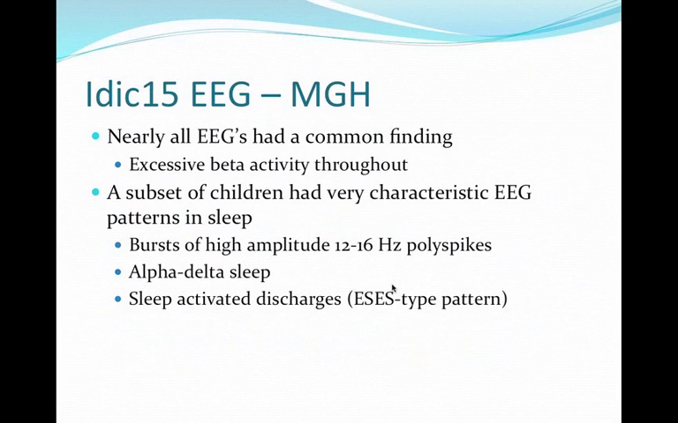So you see the alpha sitting on top of the delta, which is not a common finding, but we've seen it in several kids with isodicentric. And then sleep activated discharges just means that they're not that frequent when awake, but then they become really frequent when they're asleep. And so here's a slide of the beta activity.